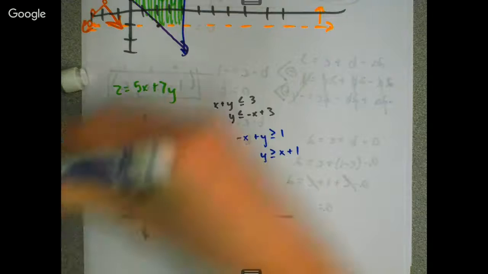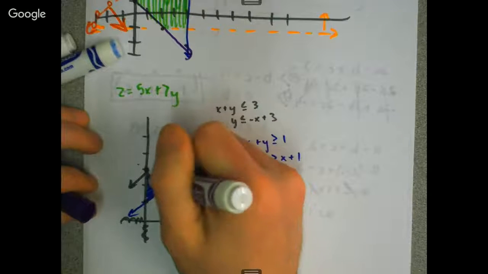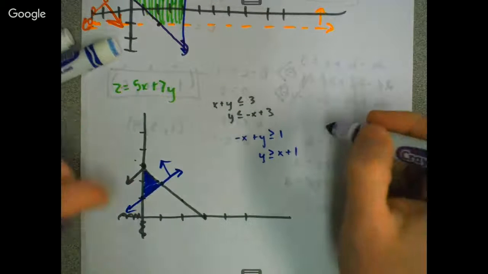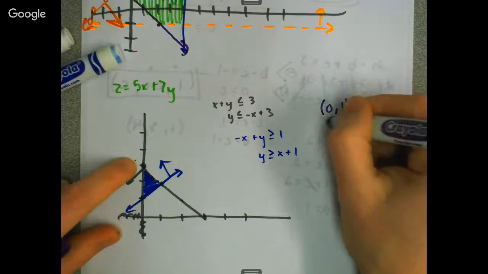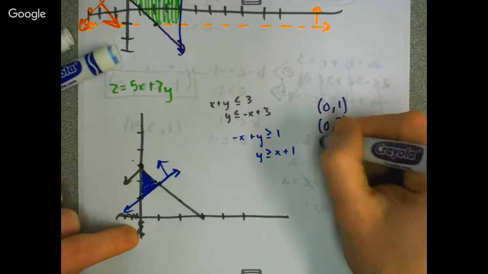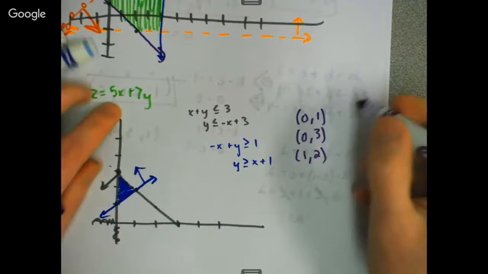Okay, so I've got ordered pairs here. This is kind of like question 1. I have 3 ordered pairs here that I want to plug into this equation and see what I get. So this one right here is (0, 1). I also have (0, 3). And I also have (1, 2) that I'm plugging into this equation right here.